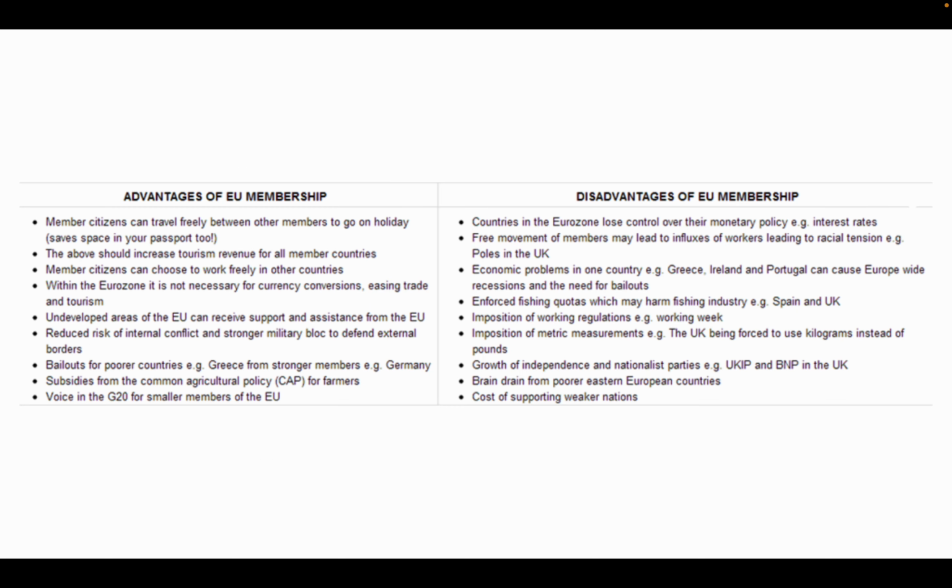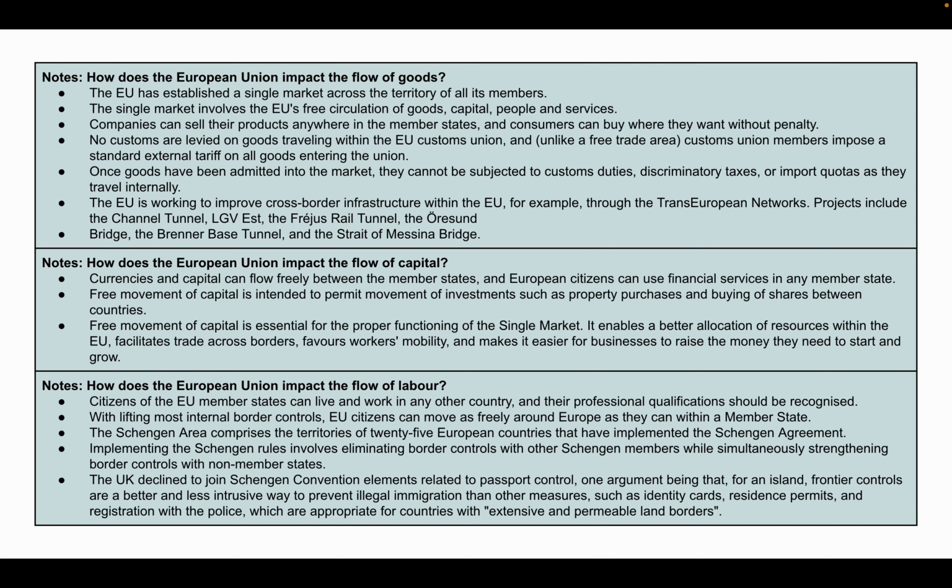So here are the advantages and disadvantages of EU membership. You can read right here. Yeah, it's pretty straightforward. And here are more notes you can read about how the European Union impacts the flow of goods, flow of capital, and flow of labor.